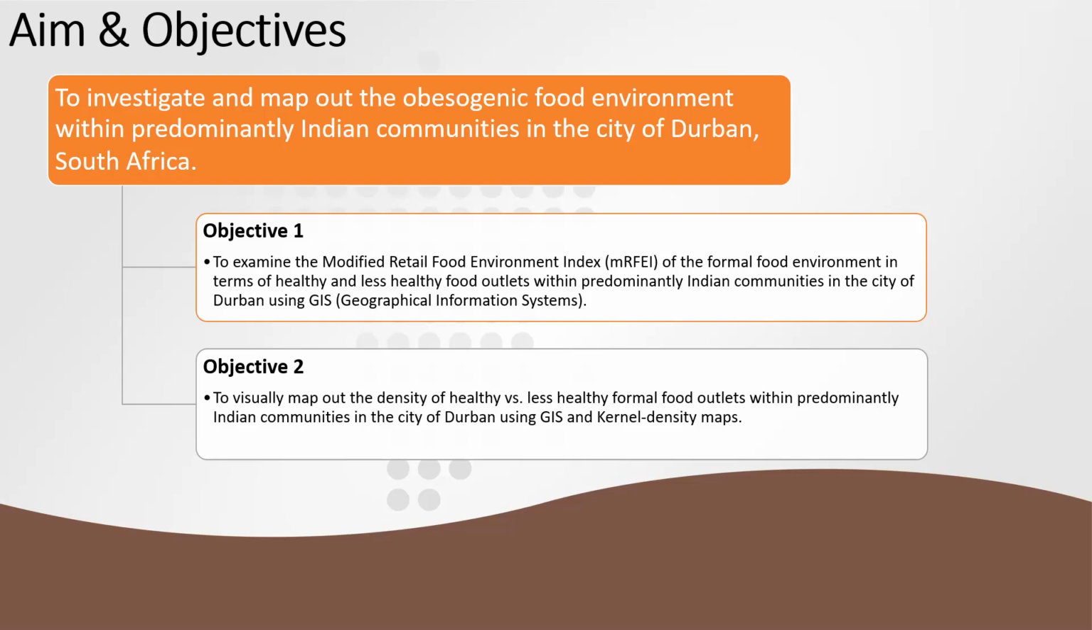The first objective was to examine the MRFEI, or Modified Retail Food Environment Index, of the formal food environment in terms of healthy and less healthy food outlets within these Indian communities using graphical information systems. The second objective was to visually map out the density of healthy and less healthy formal food outlets within these communities using GIS and kernel density maps.